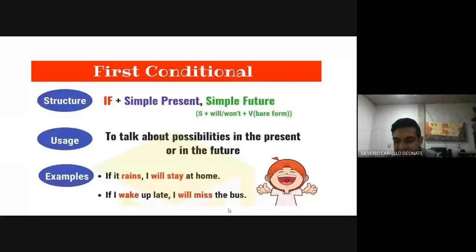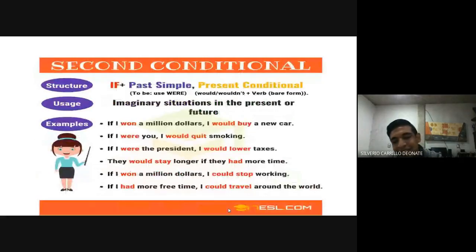Guys, is it clear? Yes, teacher. Okay. So remember, simple present and simple future. Okay, let's go with the second conditional. Well, the second conditional in this case is going to change the structure and also the sense of the sentences.